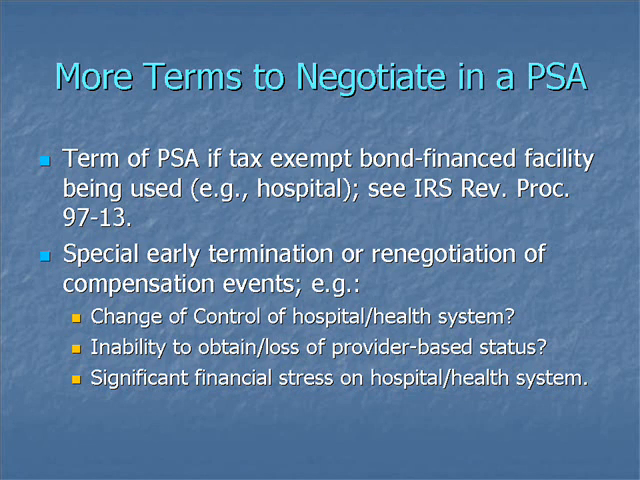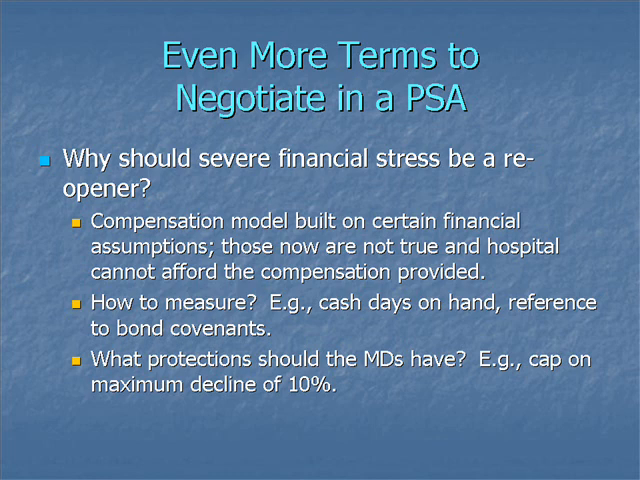That really leads to the third bullet point. There may be a reopener if there is a significant financial stress that comes to bear on the hospital system. Many of these PSAs that are paying the physicians more money than they'd been paid in the past are premised on things such as recruiting new physicians to the community, having provider-based status, having continued reimbursement at current levels with Medicare and Medicaid, and so forth. So if those sorts of things come to pass, then the hospital may not be able to afford what it promised to pay the doctors in the PSA, and that'll be an item that would have to be negotiated.